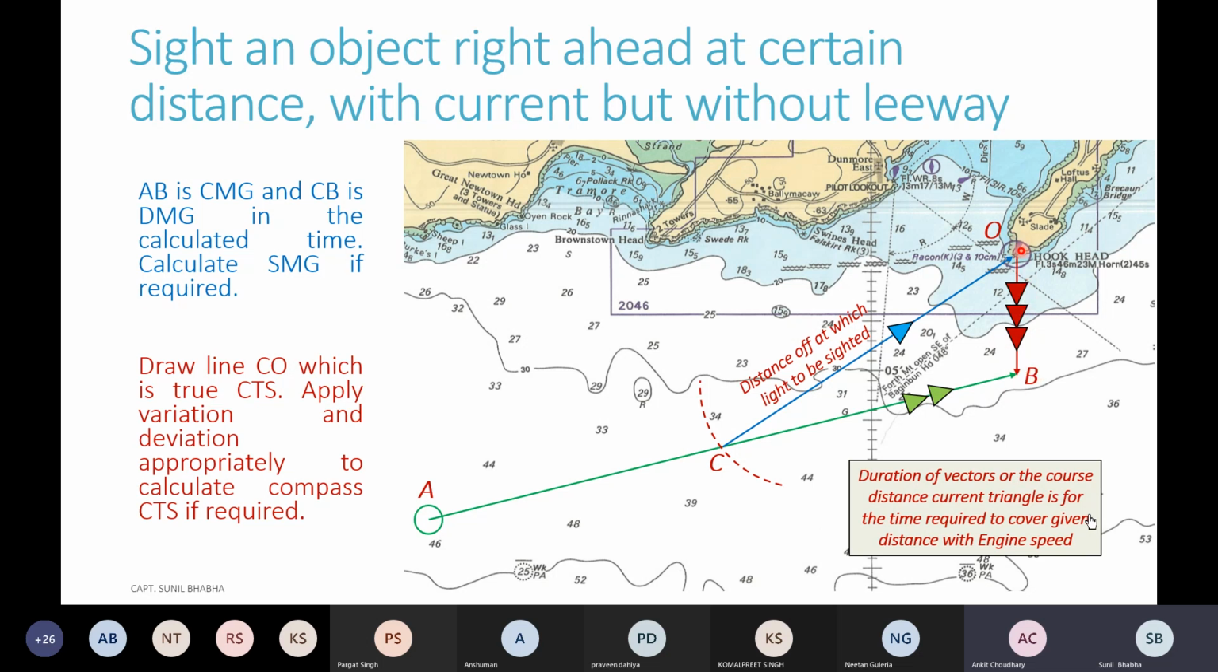Remember, Oscar Bravo drift was calculated basis this particular time only. And obviously, when Charlie to Oscar and Oscar to Bravo are for the 1 hour duration, then the third vector, that is Charlie Bravo, the green color course made good vector, will also be for the same duration.